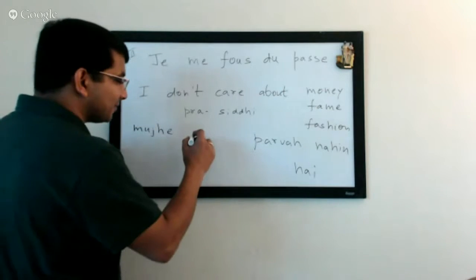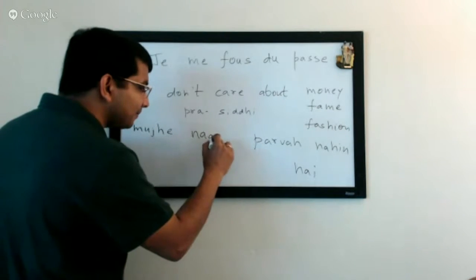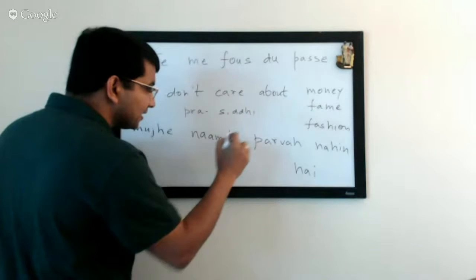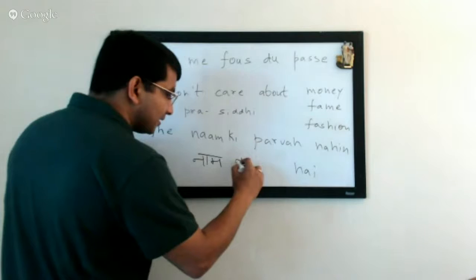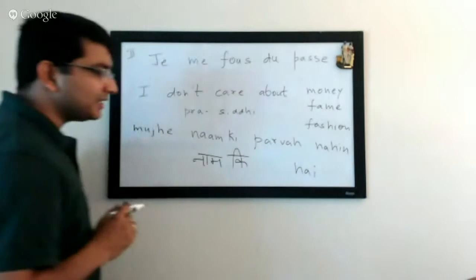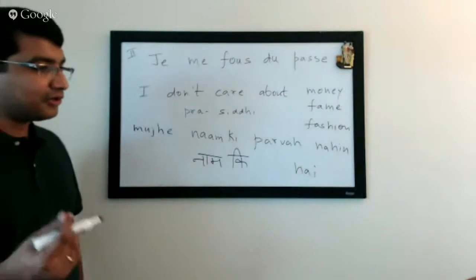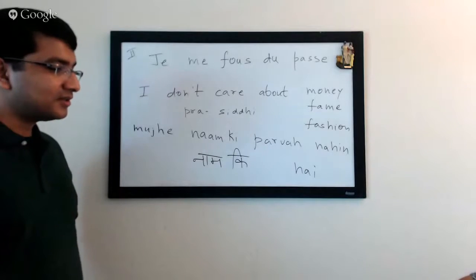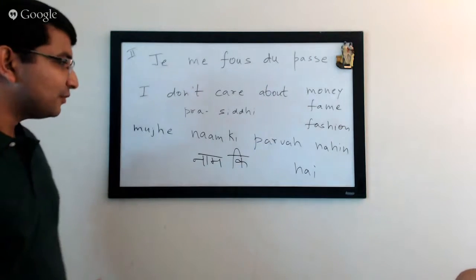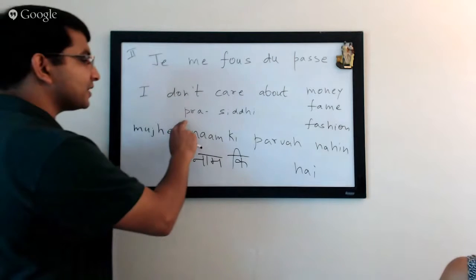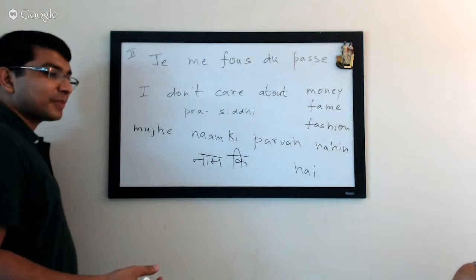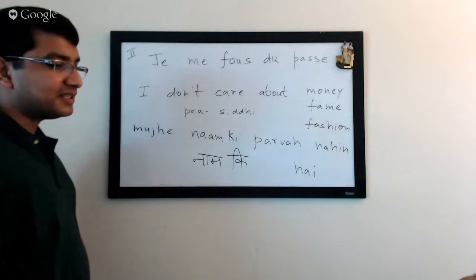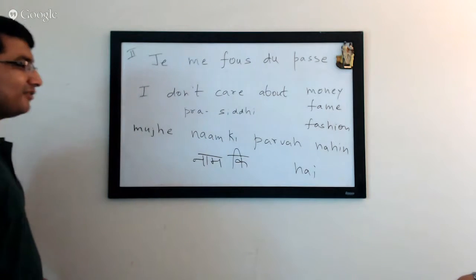Right? So if you just say मुझे नाम की, नाम is nothing but name actually. When you say मुझे नाम की परवाह नहीं है, that means you don't care whether your name is becoming popular or not. But if you want to really be formal, you want to say मुझे प्रसिद्धि की परवाह. प्रसिद्ध is famous. प्रसिद्धि is fame. So मुझे प्रसिद्धि की परवाह नहीं है. But it's really formal.